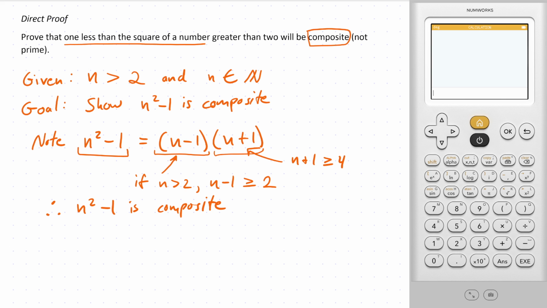Now, of course, it could have many more factors, right? It could have dozens of factors. But for it to be composite, we just need to show that it has at least 2 factors. So this is an algebraic approach.